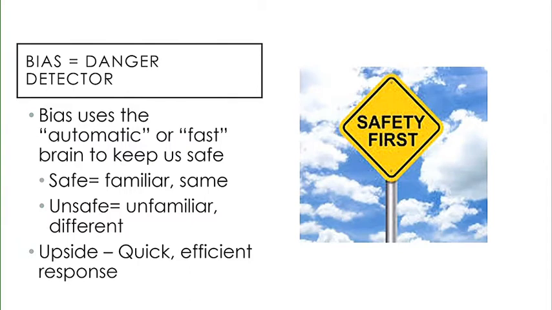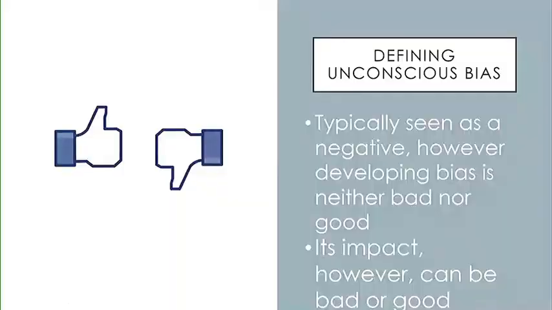But the upside to having our brain working at this automatic response and quick level is, again, that we can make these efficient reactions and responses. The downside being that potentially when we're making these quick decisions, we may not be considering all of the potentially relevant and important information that we need to make a really thoughtful and well-informed decision. So we may have blind spots as a result of these biases.